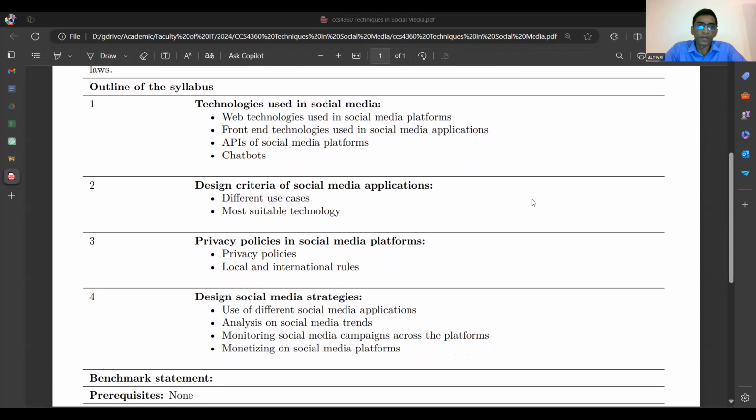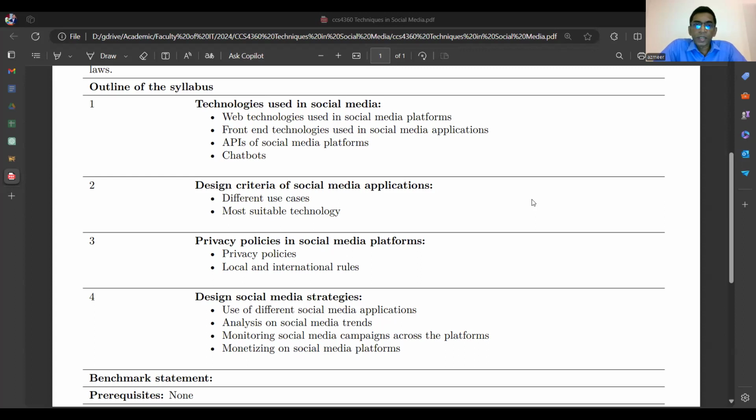Starting from, there are 4 areas actually we're looking at. One is technologies used in social media, then design criteria, privacy policies, and design of strategies. So the first one is technologies. So we are looking at what kind of technologies these social media platforms are using. And it's a bit of a tough thing because most of these things are not open. Yeah, they're very proprietary. For example, we know Facebook is developed using PHP language, but we know very little about how they actually use it there. So they have their own proprietary frameworks, ways of doing things and whatnot, which they don't advertise.